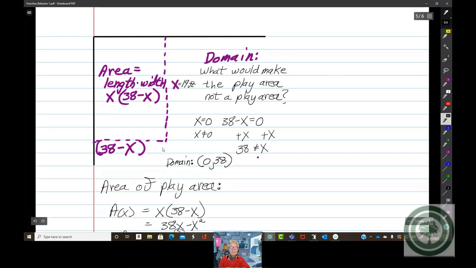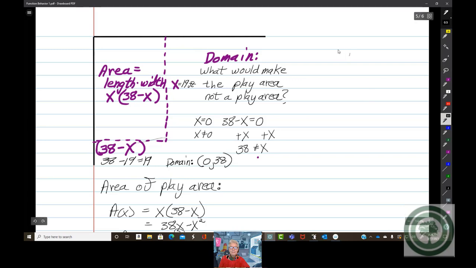So all we have to do is come over here to discover what the width is. It'll be 38 minus 19, which is also 19. And what does that tell us? That tells us that to get the maximum area, we're not going to use a rectangle, we're going to use a square.